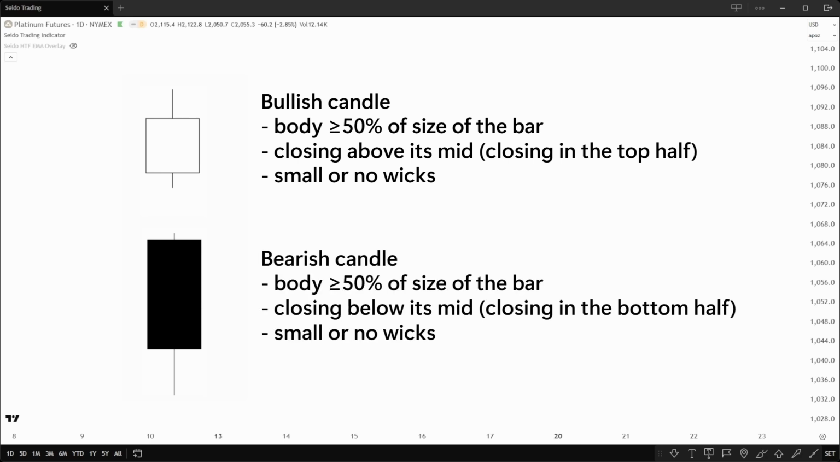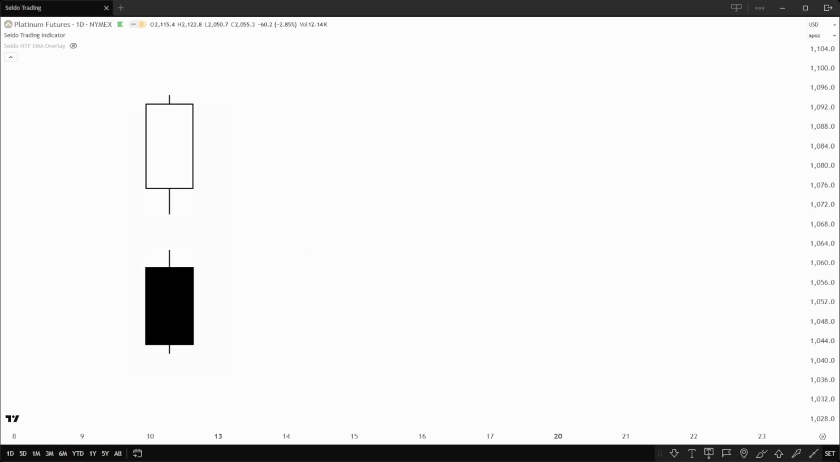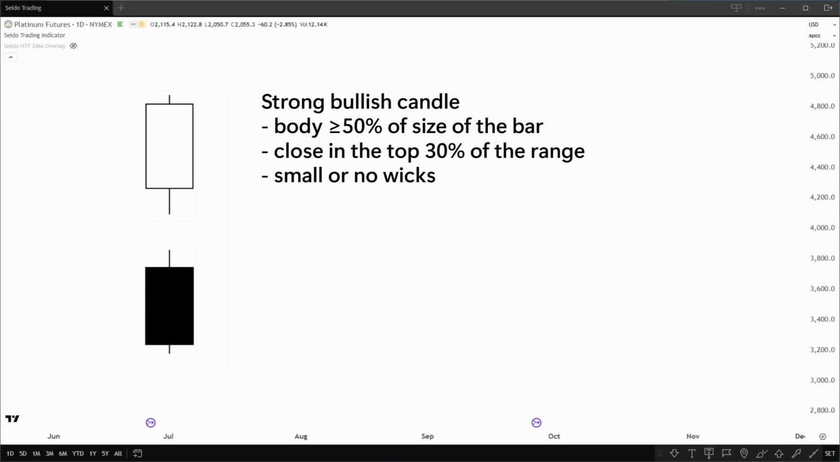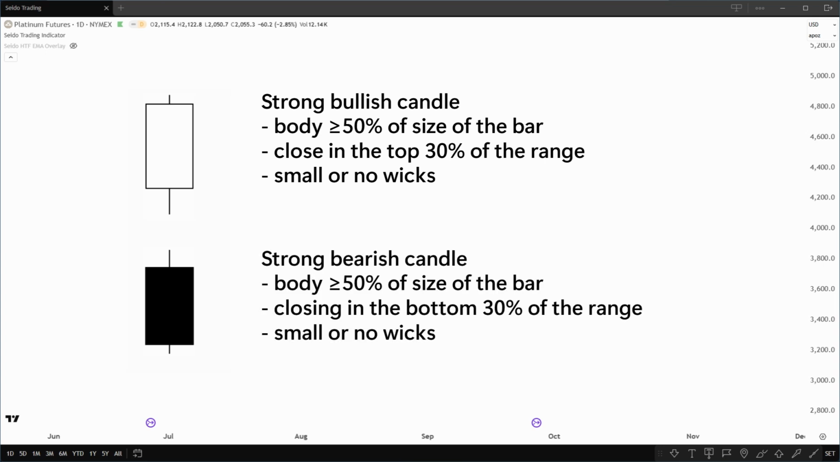So a body greater than 50% the size of the bar, it closes below the midpoint, and there's small or no wicks. Strong bullish candles are defined more tightly. They still have a body greater than 50% the size of the bar, but they now close in the top 30% of the bar. This is a very important distinction. Strong bearish candles are the same in reverse. They still have a body 50% the size of the bar, but now they're closing in the bottom 30%.